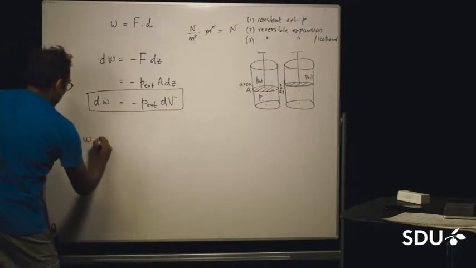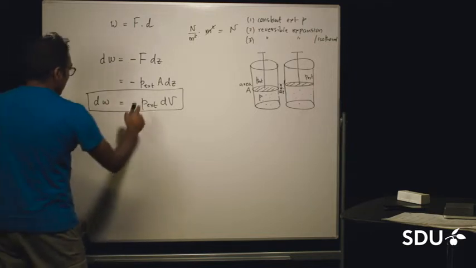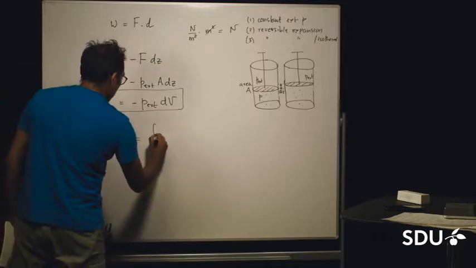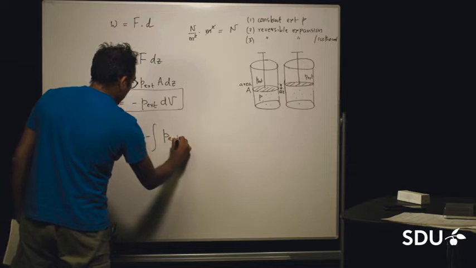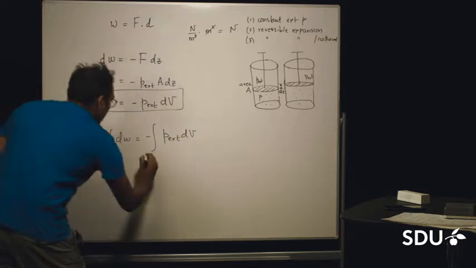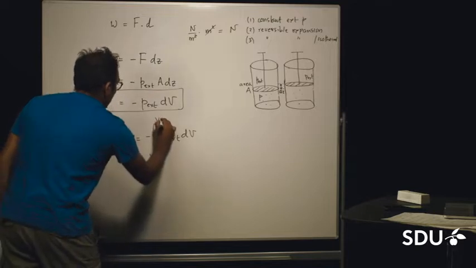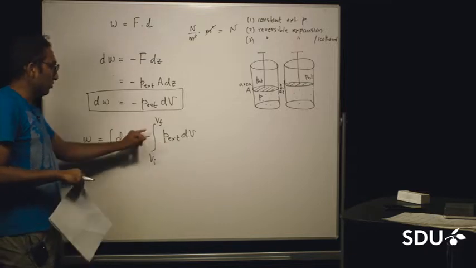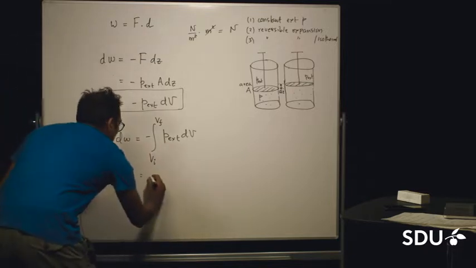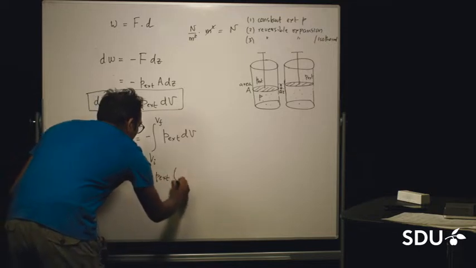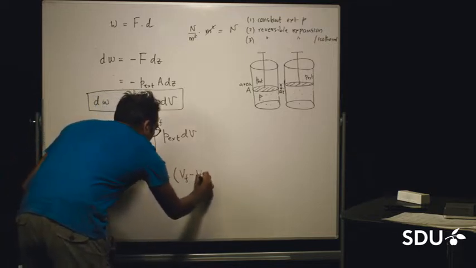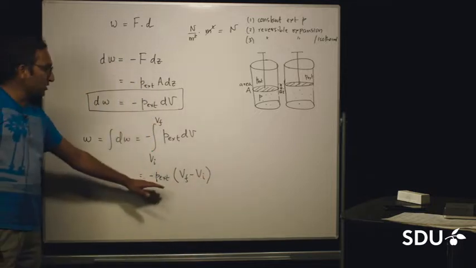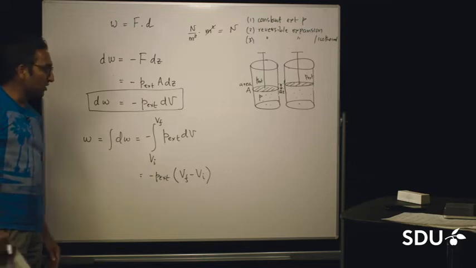So, let us take the first case, a constant external pressure. The total work done by the gas or the system is equal to an integral of dW, and this is equal to the external pressure multiplied by a differential change in volume integrated from the initial volume to the final volume. And since the external pressure is constant, this will come out of the integral, and the only thing you are left with is the external pressure multiplied by the change in volume. So, this is the amount of work done by an expanding gas against a constant external pressure.